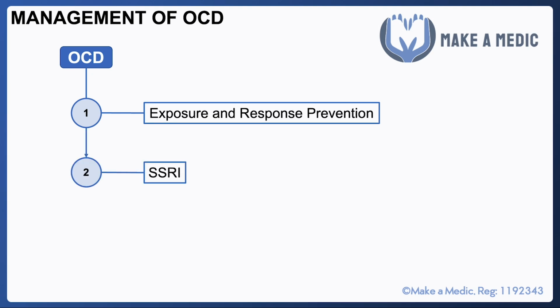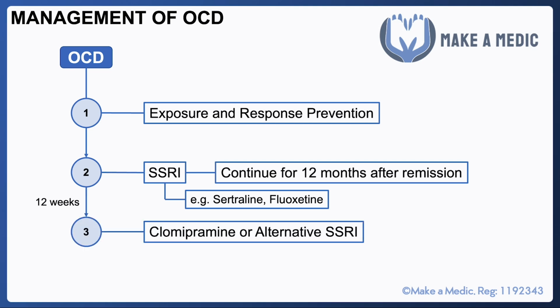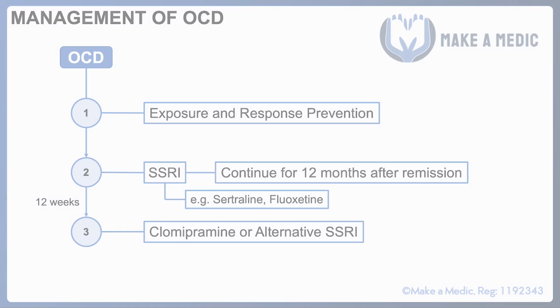If that alone is ineffective, then an SSRI can be trialed, like sertraline and fluoxetine, and that should be continued for 12 months after the patient goes into remission. If after 12 weeks of an SSRI it's not shown any effect, then tricyclic antidepressants like clomipramine or alternative SSRIs should be trialed as well.